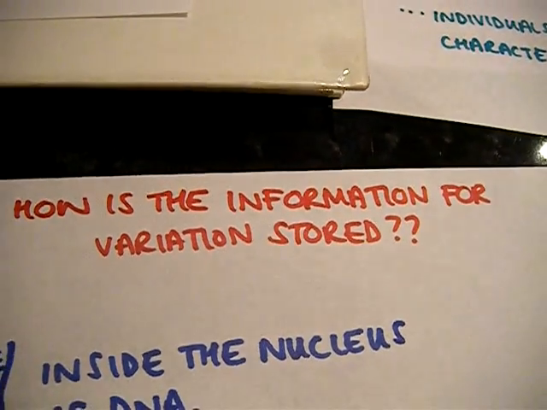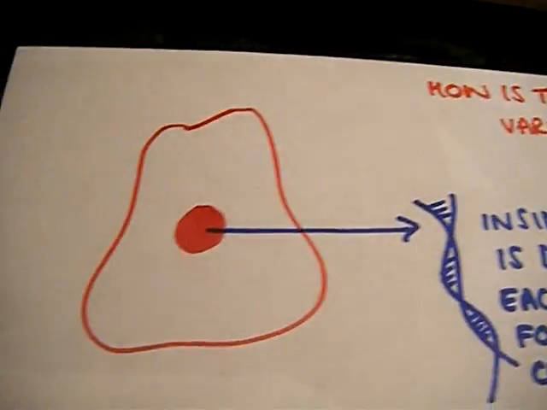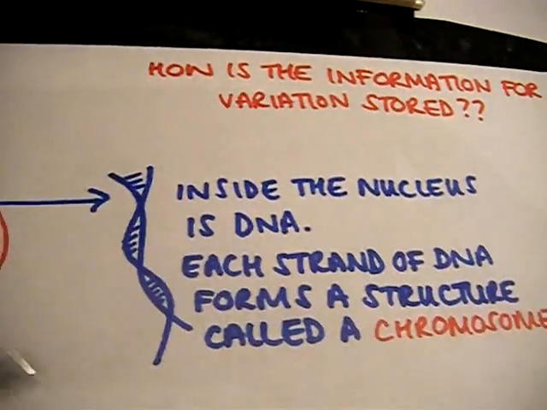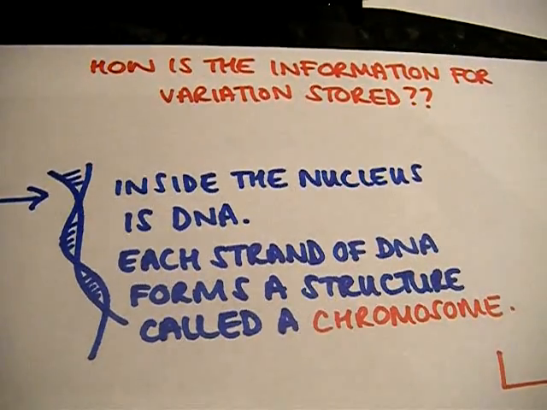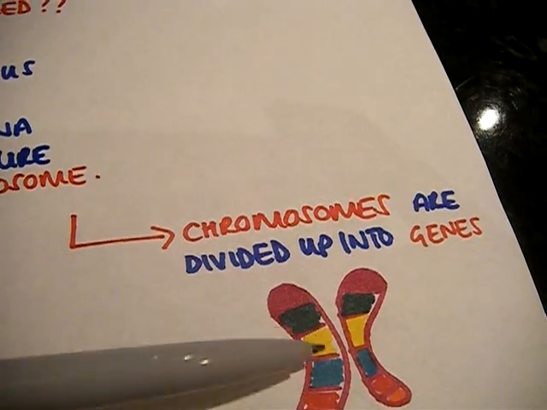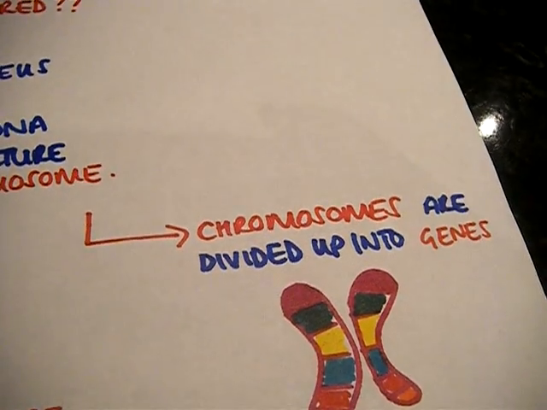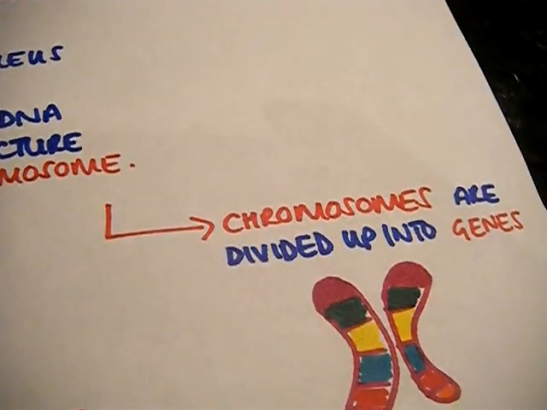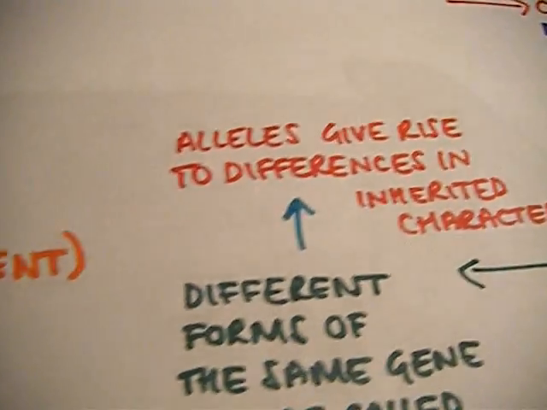So just to go over again, how is information for variation stored? A cell has a nucleus. Inside the nucleus is DNA. Each strand of DNA forms a structure called a chromosome, which is these things here. Chromosomes are divided up into genes. A gene is a section of DNA that codes for a protein. Proteins are what makes us.